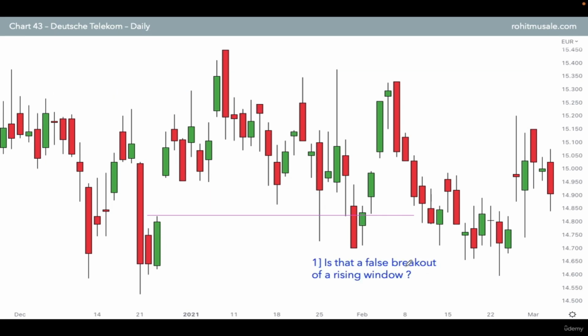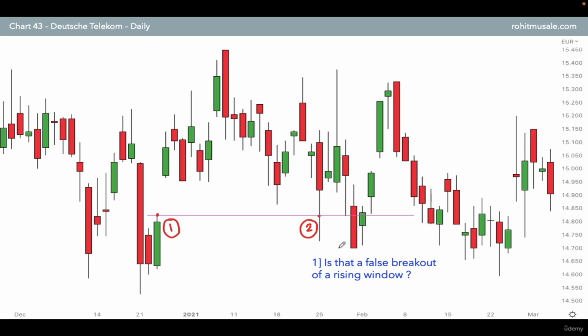Well, is that a false breakout of a rising window? So you see this pink line. You have a rising window here. So the low of that rising window becomes what? Support. So first is the support, that is step number 1. Second is the test of the support here, that is step number 2.